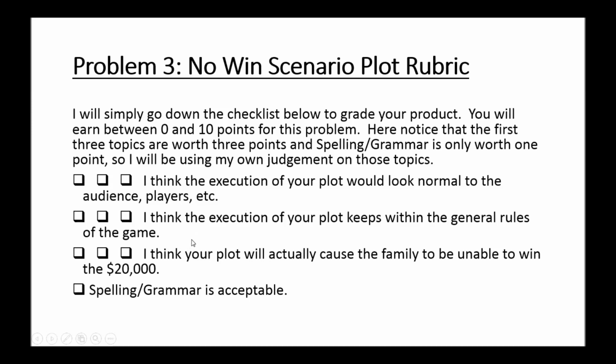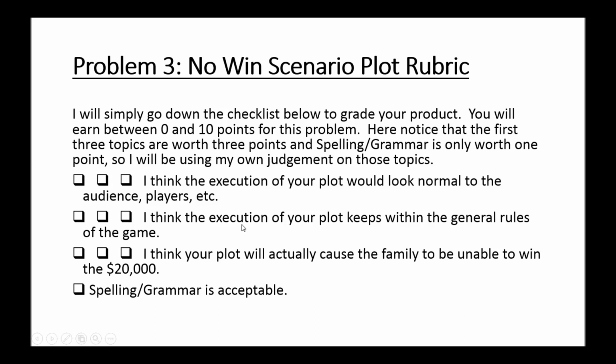I think the execution of your plot keeps within the general rules of the game, in that we're actually looking at survey responses somehow. Okay, you've got valid surveys and the families are trying to guess the popular answers. So something that wouldn't be in the spirit of the rules of the game would be if you have the person who's typing in the answers and how many points they're worth just subtract 50 or subtract 25 from every answer, no matter what it is. That's not really keeping within the rules of the game, all right?